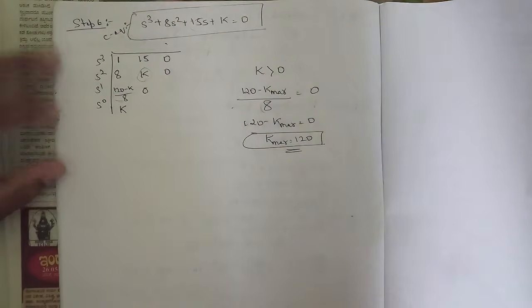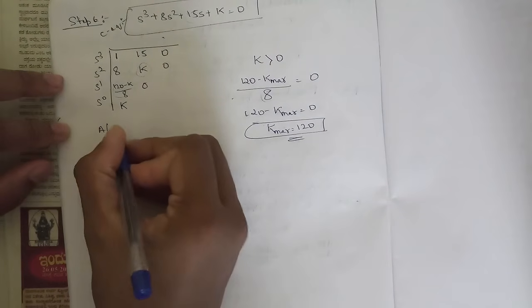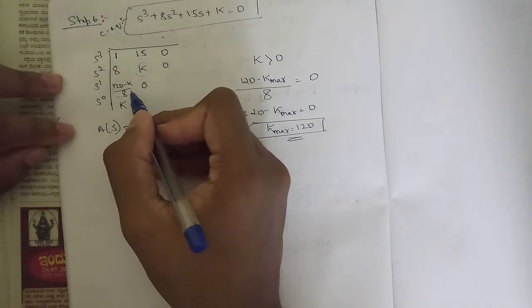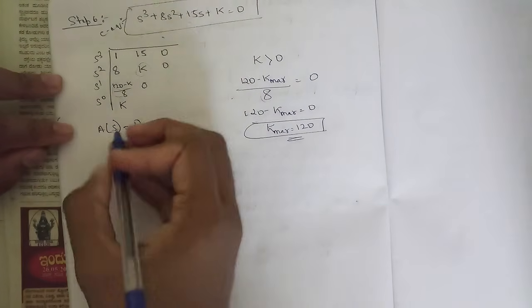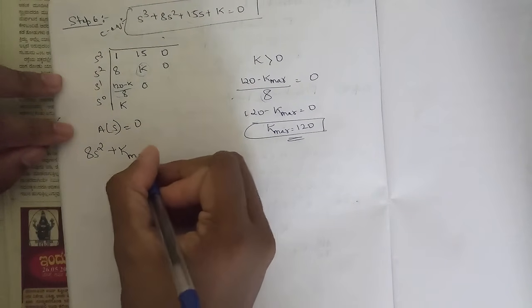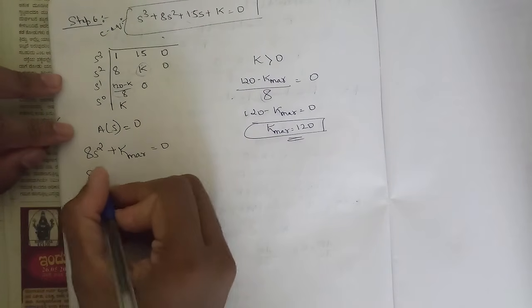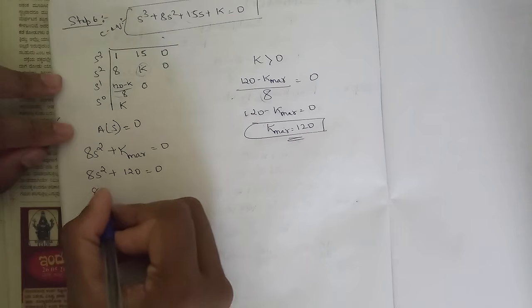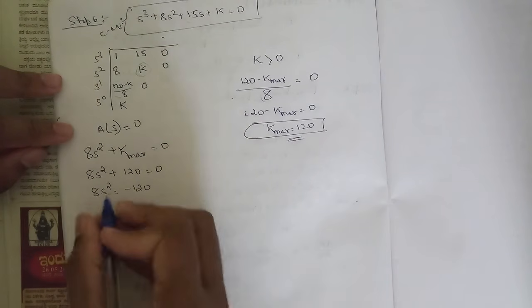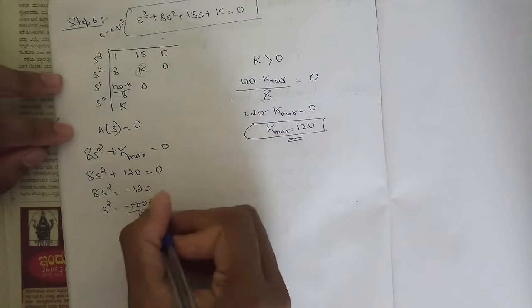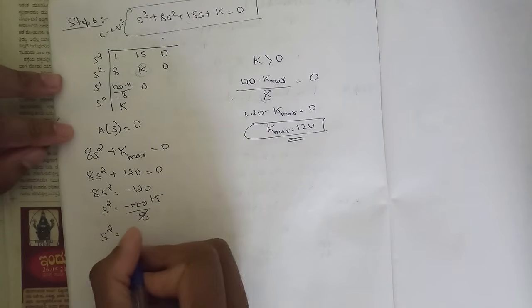Okay. Now substitute this k margin value in the auxiliary equation. Next step I've told you, right? We need to equate A of s equal to 0. A of s is the equation of the row above the row of 0, that is 8 s square plus k, which is replaced by k margin, equal to 0. So 8 s square plus k margin value, which I found as 120, equal to 0. So 8 s square is equal to minus 120, s square is equal to minus 120 by 8. Okay, 8 1s are 8, 8 15s are 120, so s square is equal to minus 15.